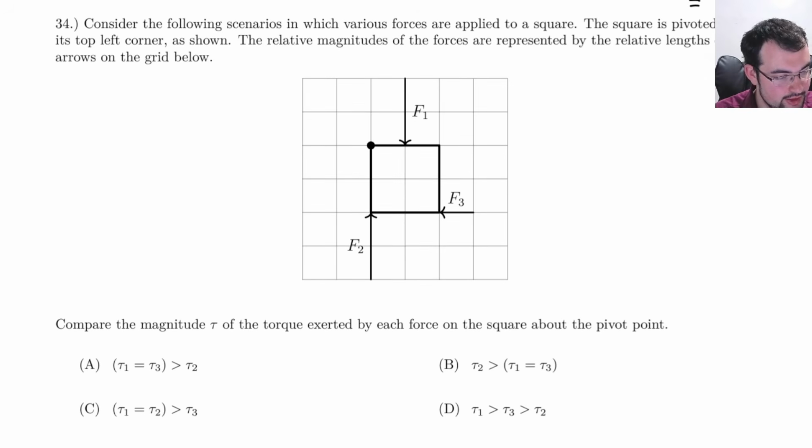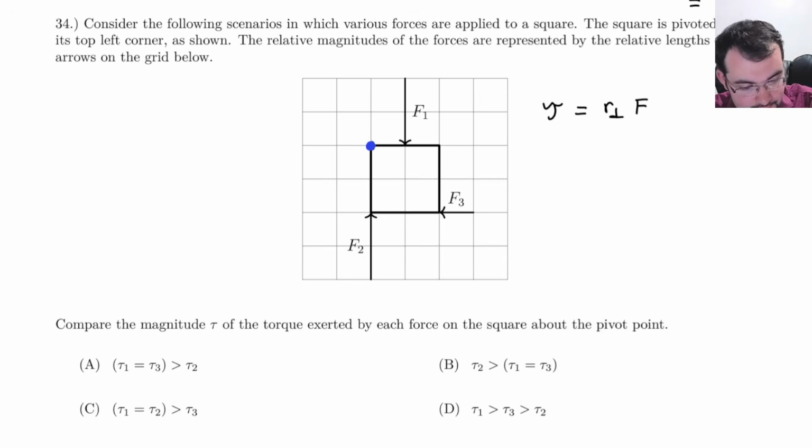All right, now we have some torque comparisons here, where we have a square that's pivoted about its top left corner, and we want to rank the torques exerted by each of these 3 forces about this pivot point. So we know that torque is equal to R perpendicular times F. We're going to use the lever arm approach on this today. So this means you can take the full force and just multiply by the perpendicular distance from the pivot point to the line of action of that force.